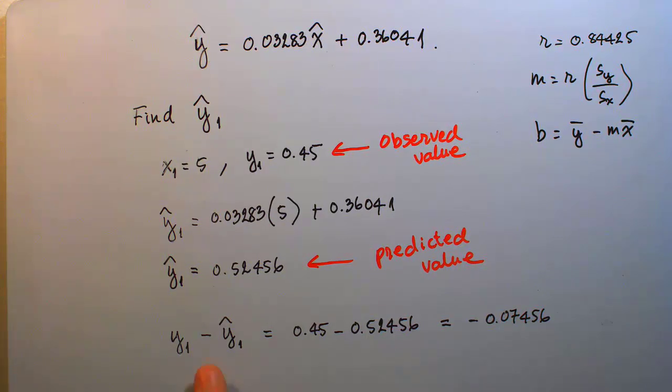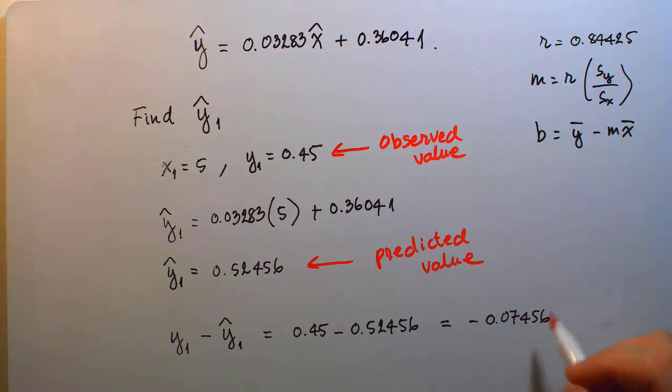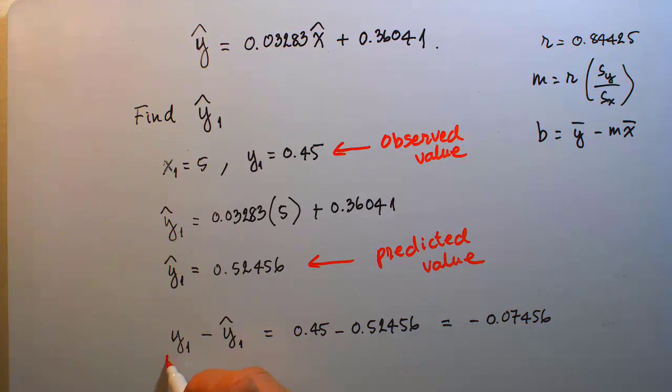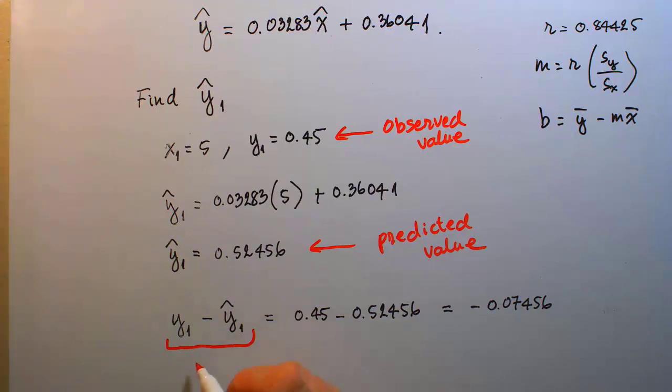But once again, what to understand here is that this number we just finished calculating is the difference between the observed value and the predicted value. So in formal statistics terms, this value, the difference between the observed value and the predicted value, is referred to as the residual.